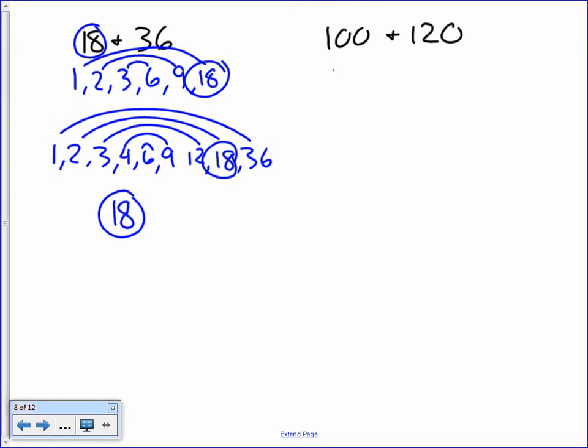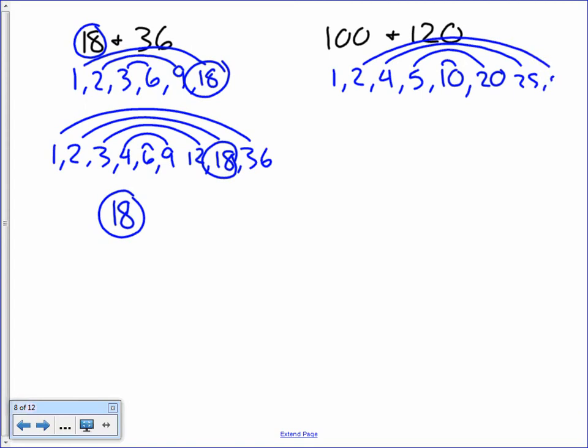100 and 120. So for 100, we got 1, we got 2, we got 4, we have 5, we have 10, a lot of them here. So 10 times 10 gives me 100. 5 times 20 will give me 100. 4 times 25. 2 times 50. And 1 times 100. I don't think I'm missing any there.